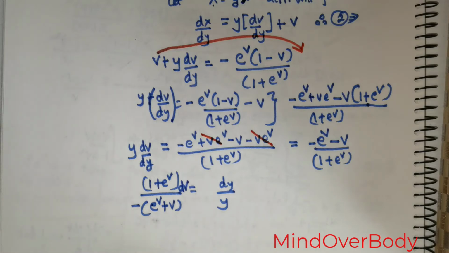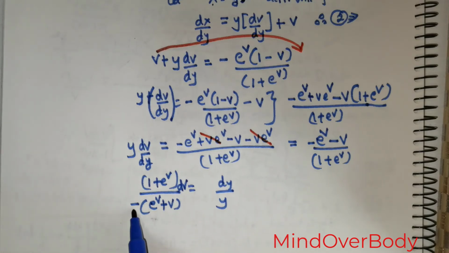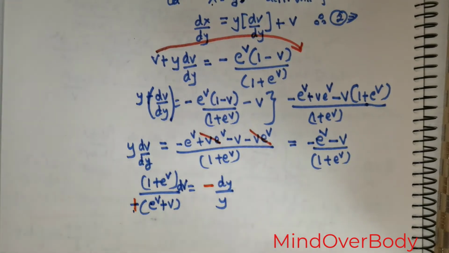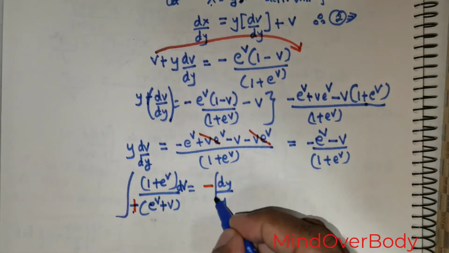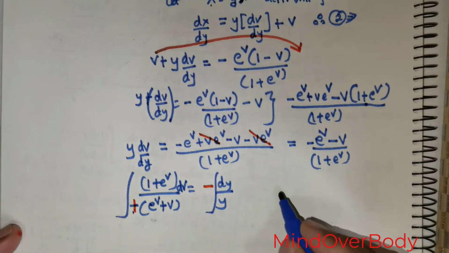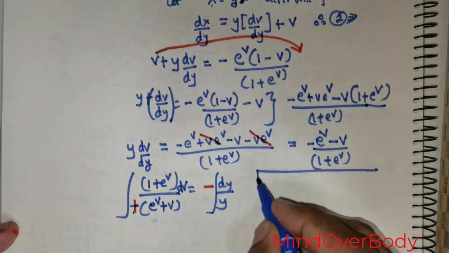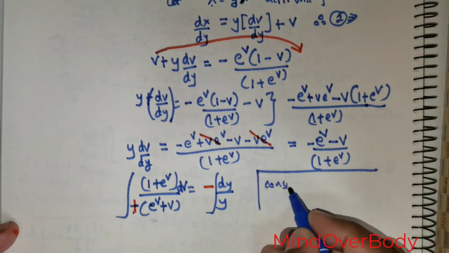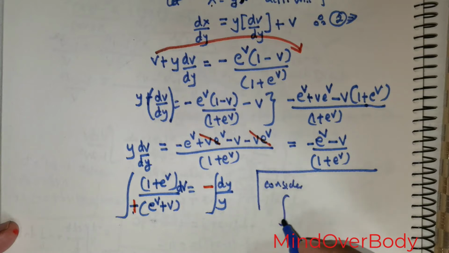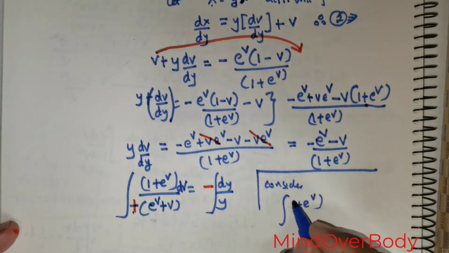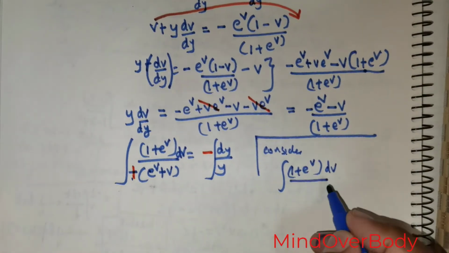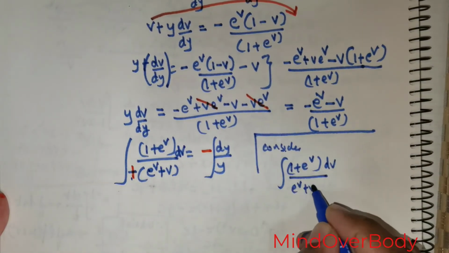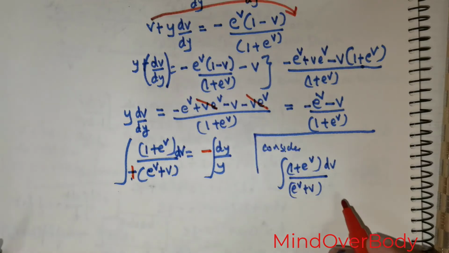Now what I would do is, instead of placing the negative sign here, I would place the negative sign over here, change it to positive, and then I will integrate these quantities. For integrating these quantities, I will consider the integral of (1 plus e raised to the power of v) times dv divided by e raised to the power of v plus v. Now I would like to make a substitution.